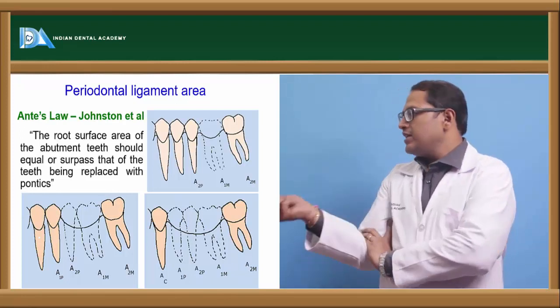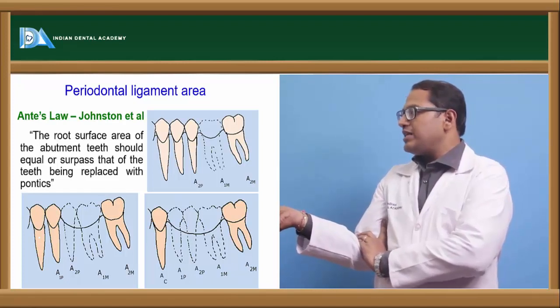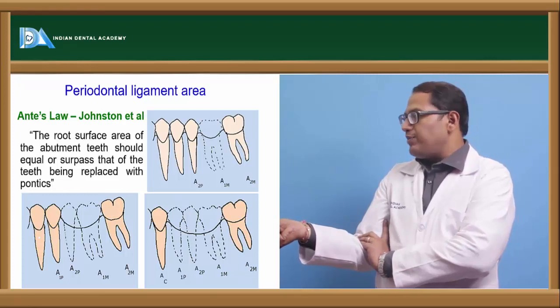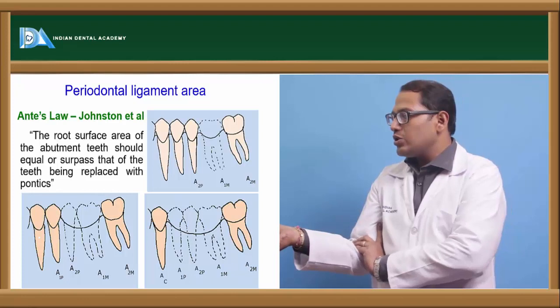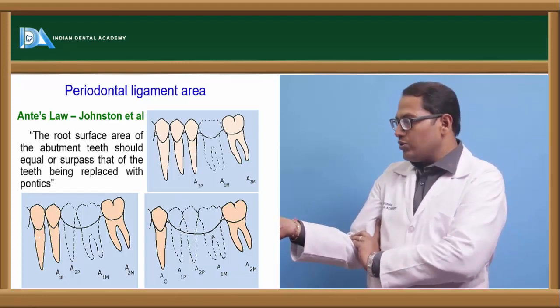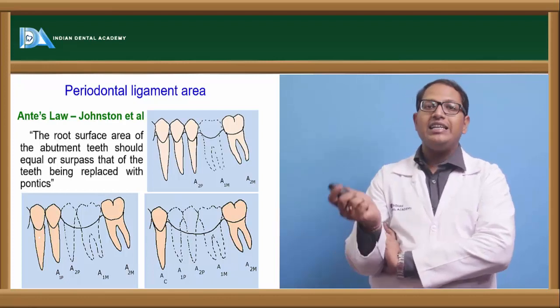That means, what does that mean? One tooth is to be replaced with the help of one. This is fine. Two teeth are to be replaced with the help of one molar, which has two roots, so this is also okay. But if three teeth have to be replaced with two roots, that is violating Ante's law.